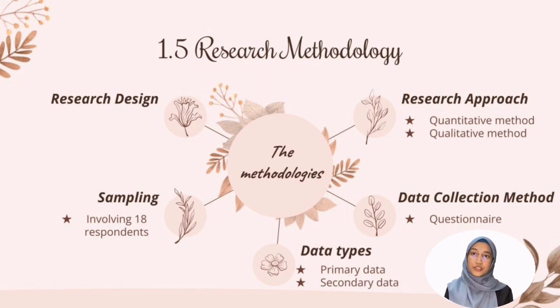First, research design. Next, research approach that have 2 types of method, which is qualitative method and quantitative method. Second, sampling, involving active respondents consisting of consumers of different genders, age groups, and ethnicity to answer the questionnaire. Third, type of data that can be divided into 2 parts, namely primary data and secondary data. Lastly, data collection method. In this study, we're using questionnaires to collect data.